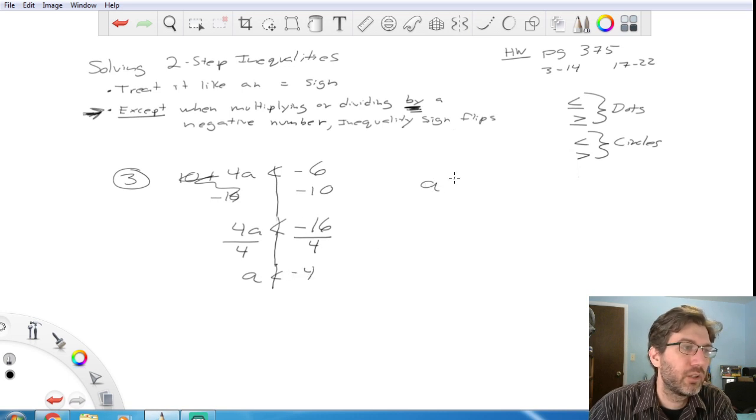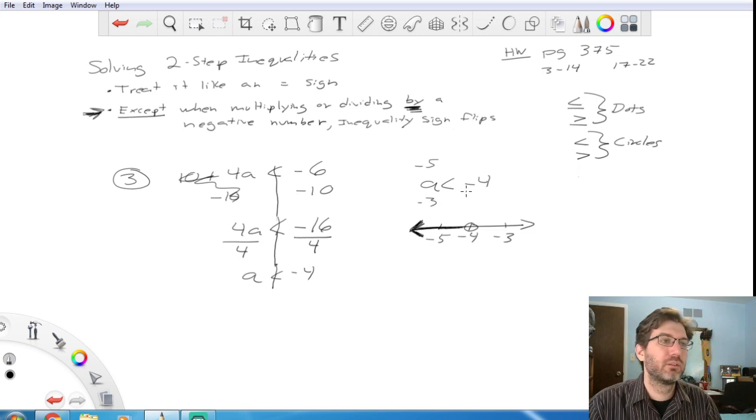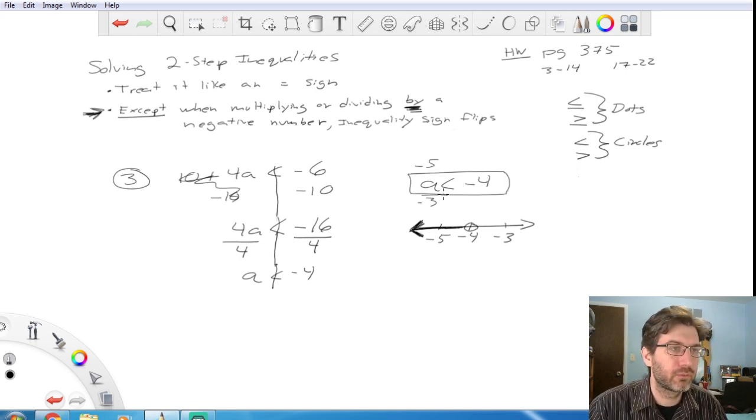So your answer is a is less than negative 4, and to graph it, 1 less would be negative 5, 1 more would be negative 3. It is a circle because it's one of these two signs, and it is shaded. Well, is negative 5 going to work, or is negative 3 going to work? Negative 5 is less than negative 4, so it's going to be shaded this way. But again, you should be able to graph it.